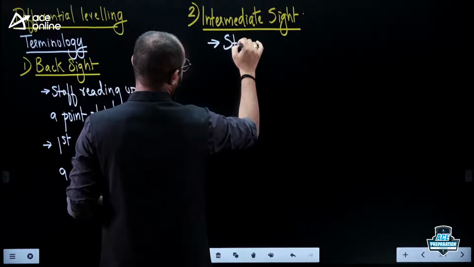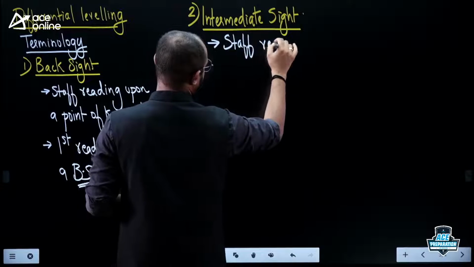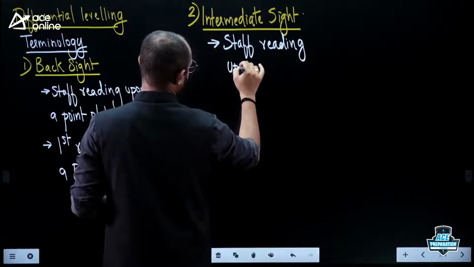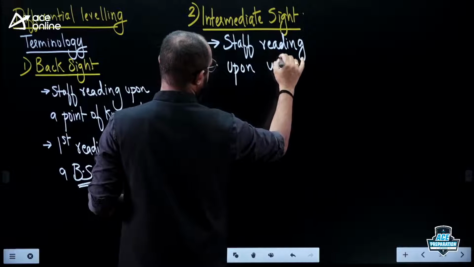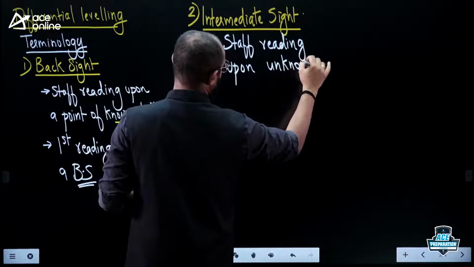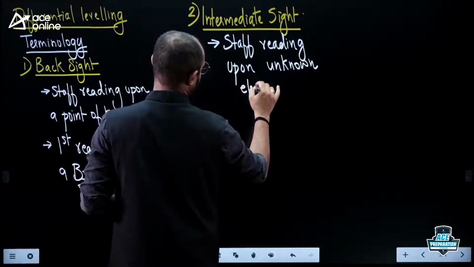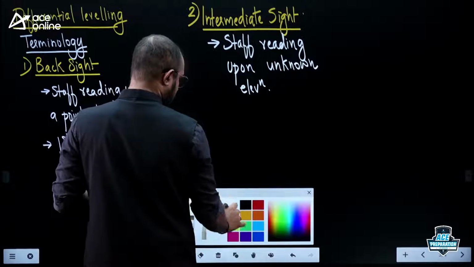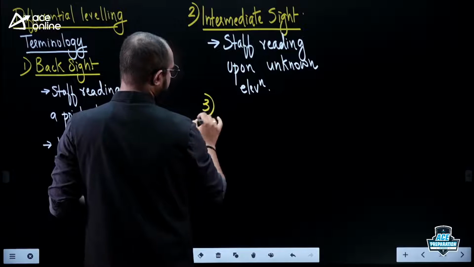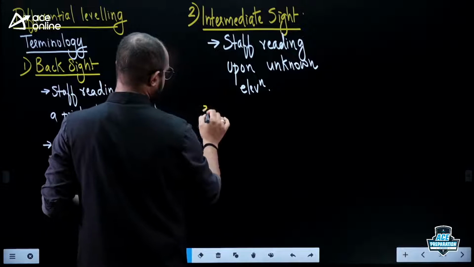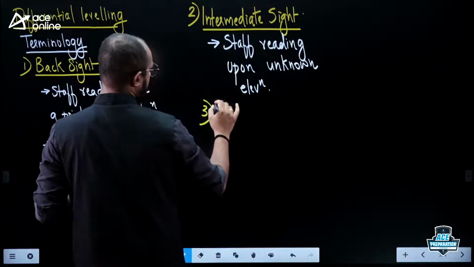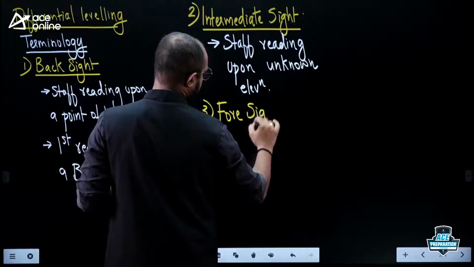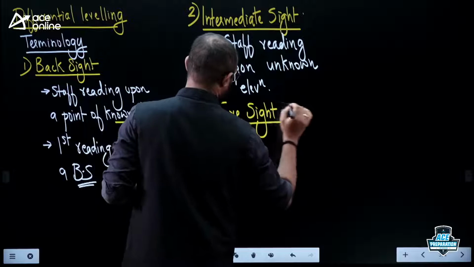I can write it like this: staff reading upon a point of unknown elevation. That is nothing but my intermediate sight. Now, what is the third and final staff reading that we have? It is known as your Foresight. The third and final reading is what we call a Foresight.